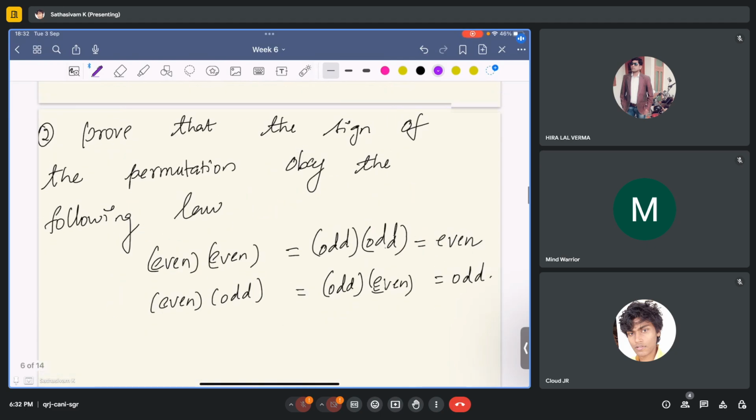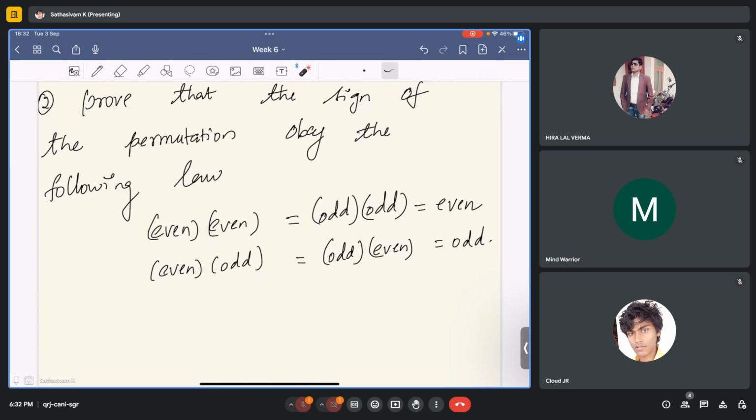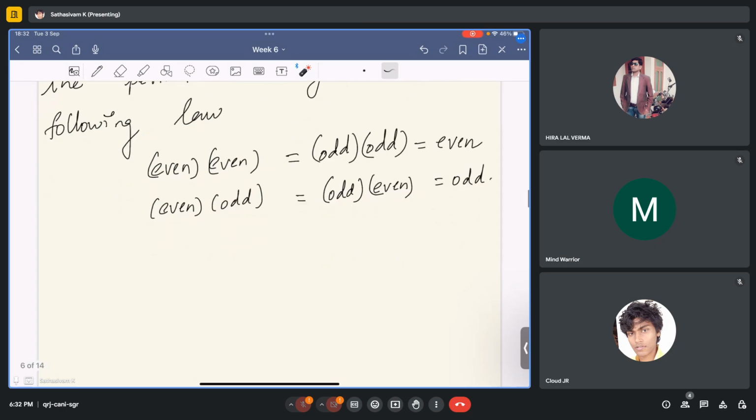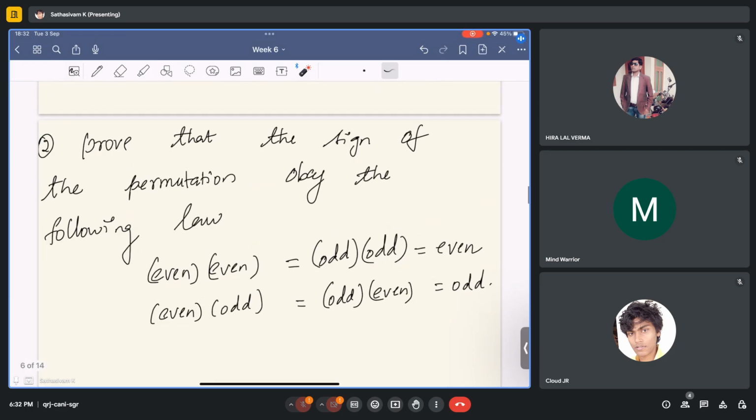So let's move on to the next question. The next question says that the sign of permutation obeys the following law. If you have an even permutation sigma 1 and another even permutation sigma 2, then when you multiply these two permutations, you get an even permutation. Similarly, if you have an odd permutation and an odd permutation, if you multiply them, you will get an even permutation. If you have different parity, even and odd or odd and even, then you will get an odd permutation. Okay. So the proof is actually easy.